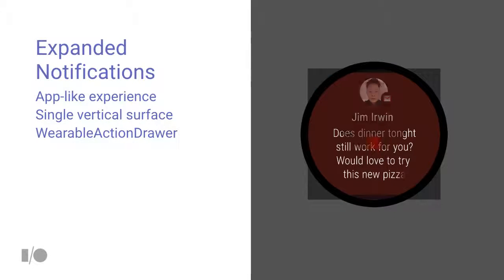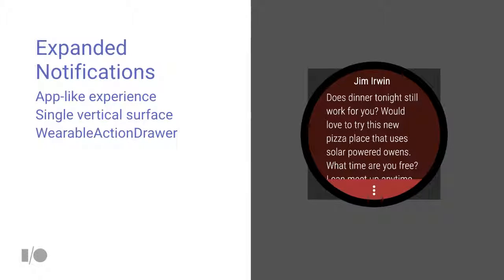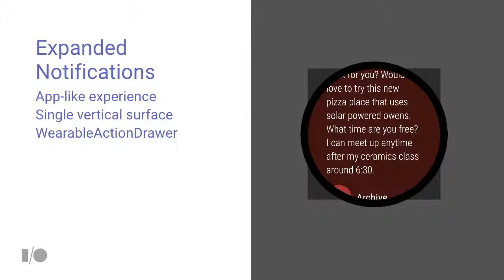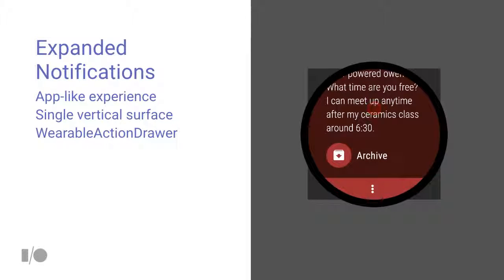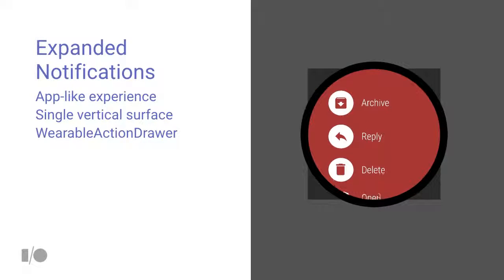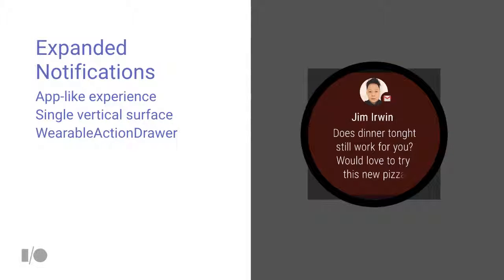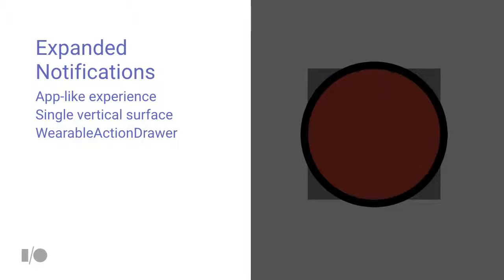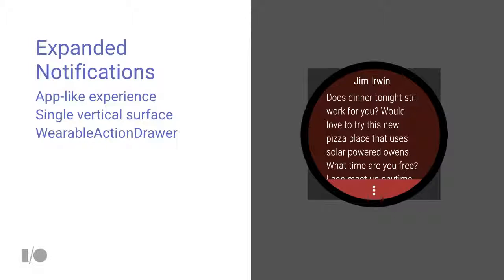All of the notification content is arranged vertically in a single surface, with the content first, followed by the primary action at the end. All the other actions that you add to your notification are put in the Wearable Action Drawer component, which is a new component you can learn more about by going to the Android Wear 2.0 material design session at 3 p.m.